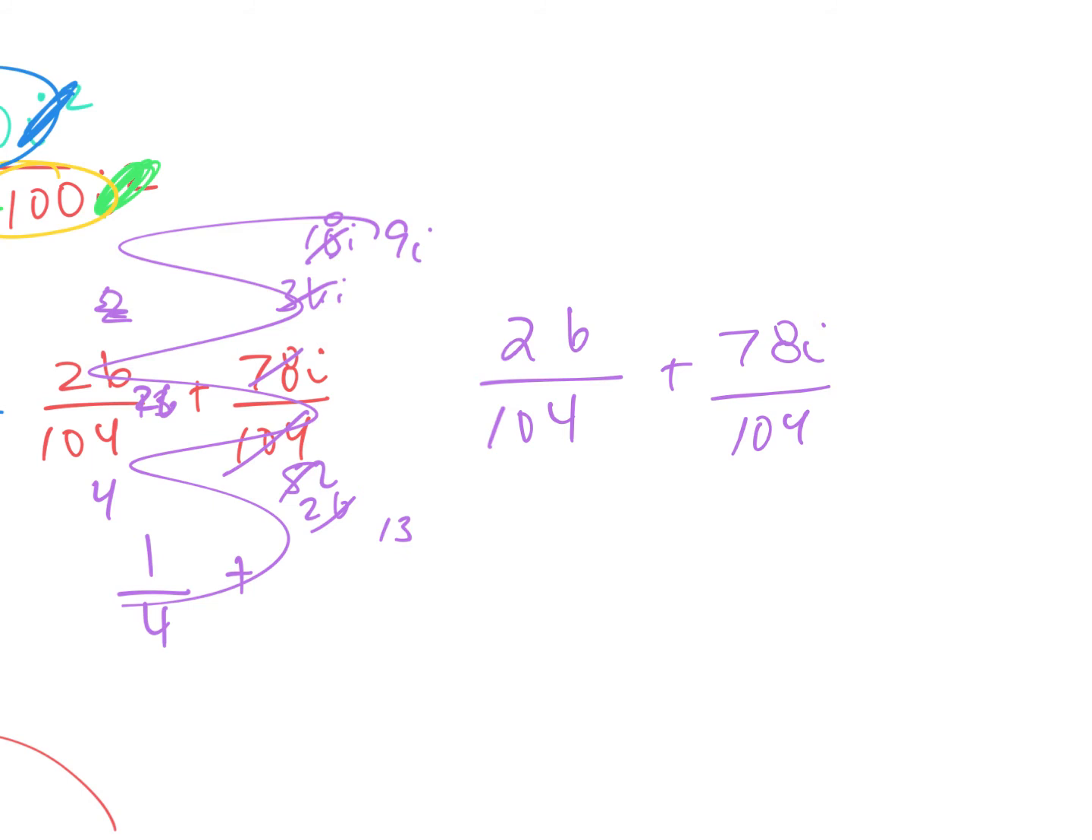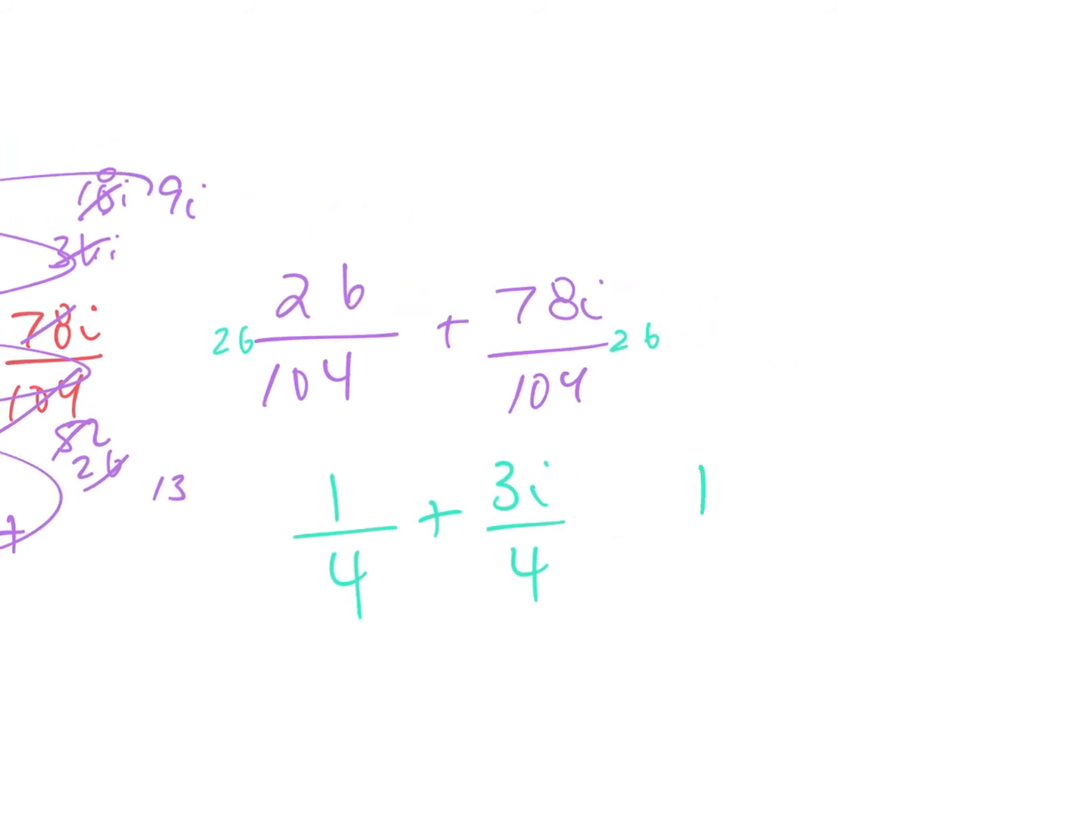When you get here, it's 26 over 104 plus 78 over 104. You're going to have to take out a pencil and write on paper, and you're going to have to do some multiplication and some division. 26 goes into both of these. 26 goes into 26 once. 26 goes into 104 4 times. 26 goes into 78 3 times. It'd be 3i over 4. You can leave your answer separated, or you can put it together. The reason you can put it together is because they have the same denominator.